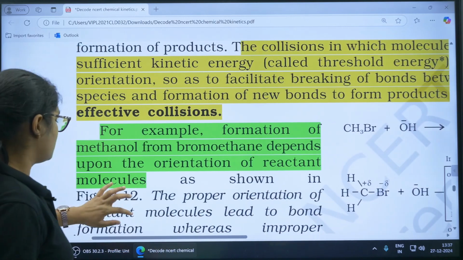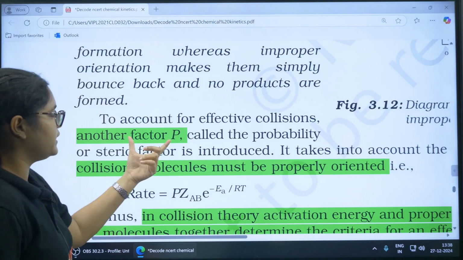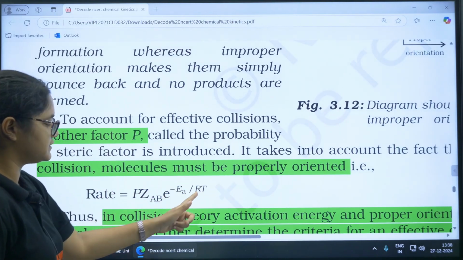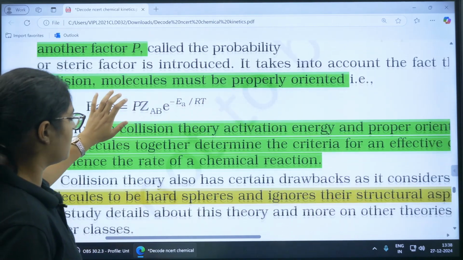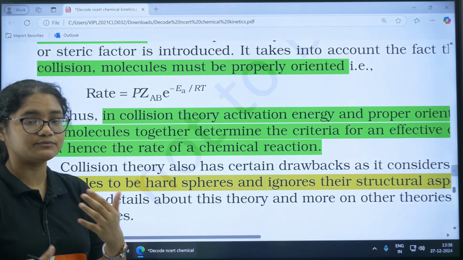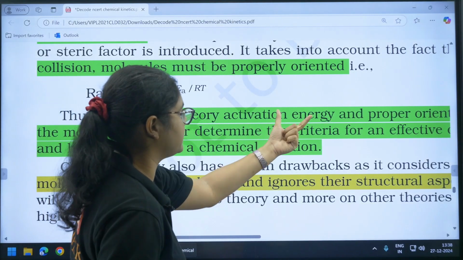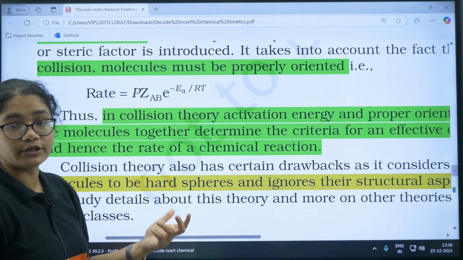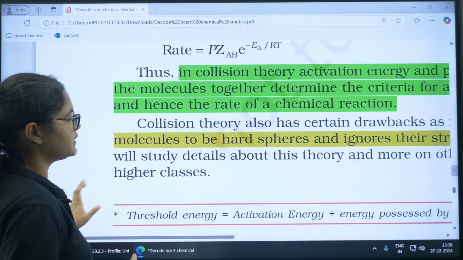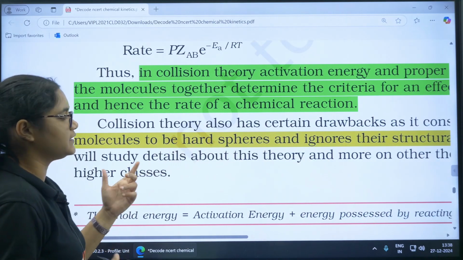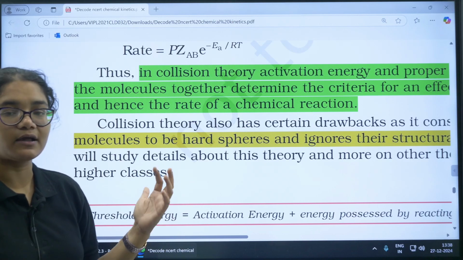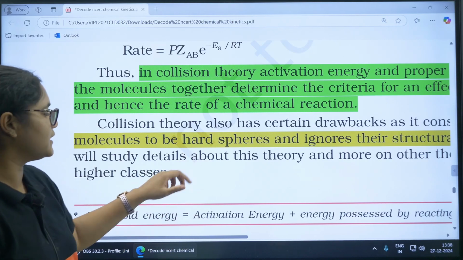Okay. So next you can see the orientation factor, P: what does it give you, what does it tell you, and how does this equation stand. Okay. Next, according to collision theory, what are the two factors which will give you the reaction? That is your activation energy and proper orientation of the molecules together. Okay. Next, what is the limitation of collision theory? The limitation or drawback is that it assumes that all the chemical reactants are hard spheres. It doesn't take into account their actual structure. Okay, so that is the limitation.